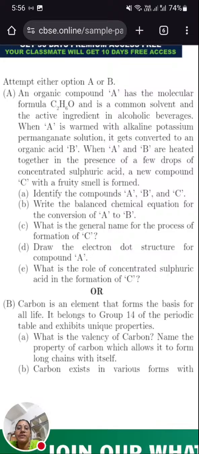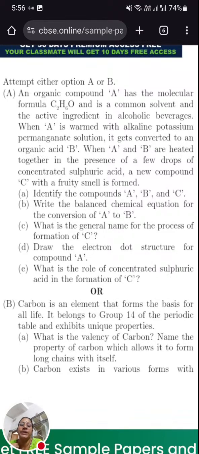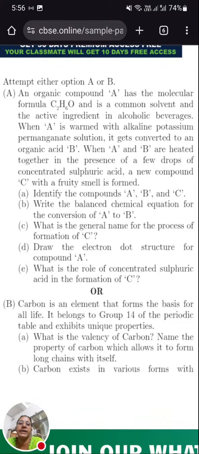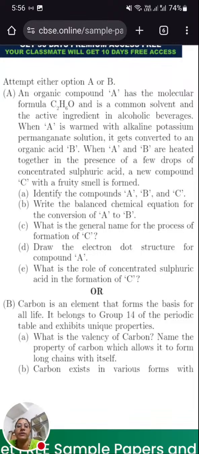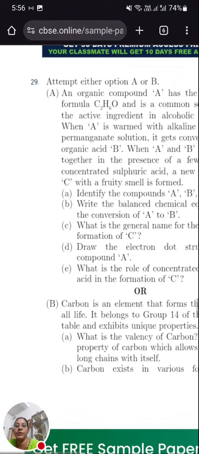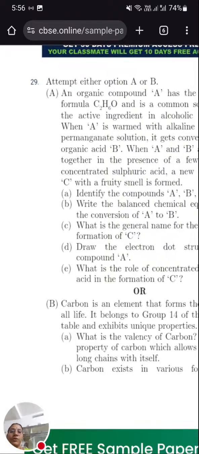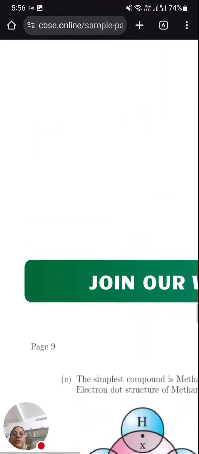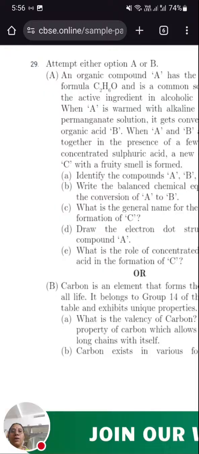Identify the compounds A, B, C and write the balanced chemical equation for the conversion of A to B. A to B: C2H5OH, that is ethanol, when reacted in the presence of potassium permanganate or K2Cr2O7, converts into ethanoic acid. Let's see the solution now. So these equations you need to memorize. These are very important equations of carbon and its compounds. Learn them very properly.